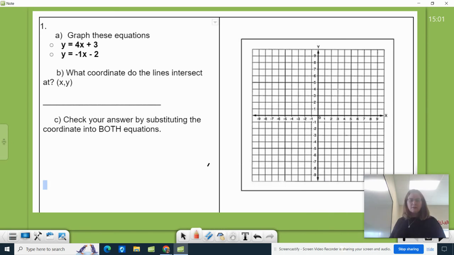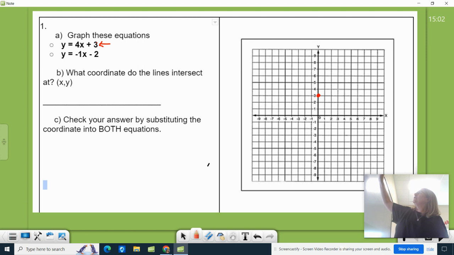All right, I am going to find a solution for a system of equations for two equations that are in slope-intercept form. So we have y equals 4x plus 3 and y equals negative 1x minus 2. So when we graph this first equation, we look at the y-intercept, which is 3, and we come over to our graph, and that's where we want to put our first point, on 3, on our y-intercept.